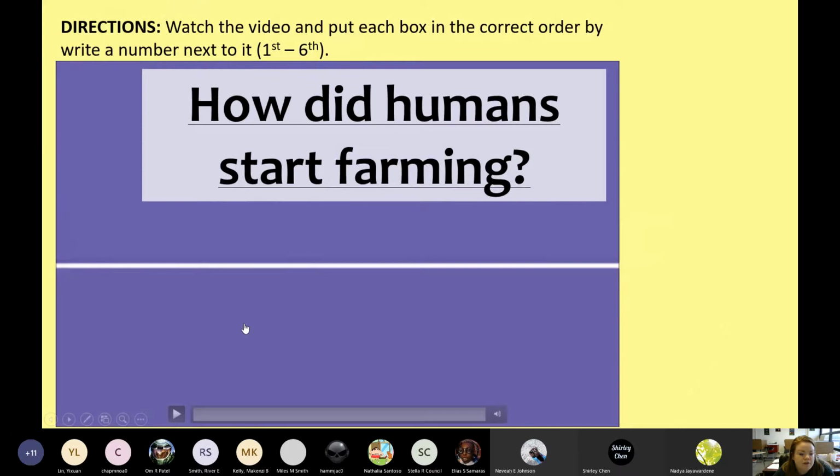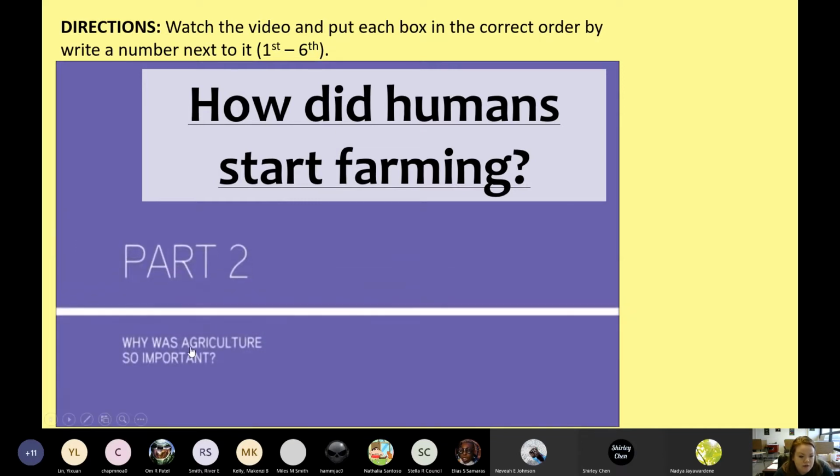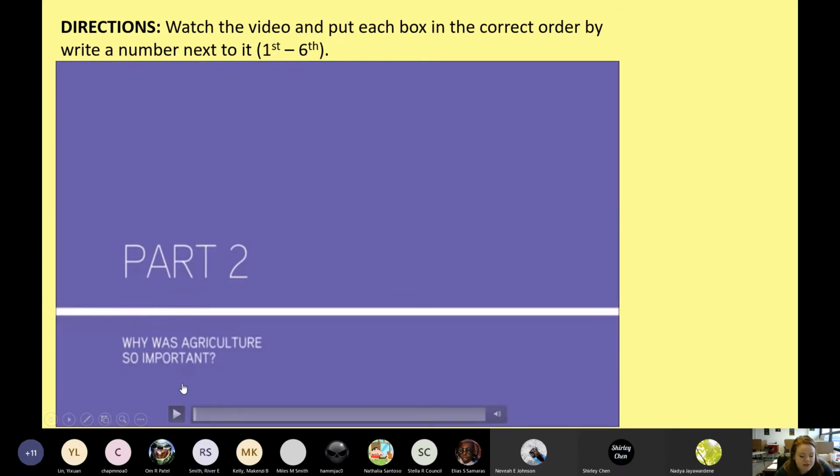All right, so there's a video to watch with this one again. We're gonna put on your part 1 notes underneath that little chart that said plants, animals, and humans. There's a section that says directions. Watch the video and put each box in the correct order by writing a number next to it. So you're gonna write 1 through 6 by one of the boxes, and we're gonna put them in order of how they kind of occur.